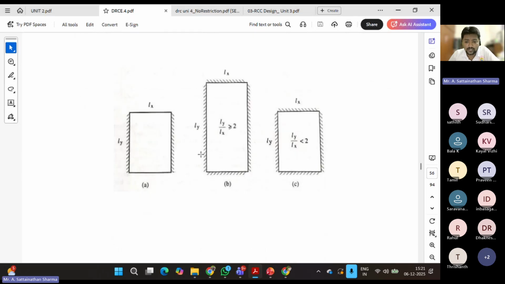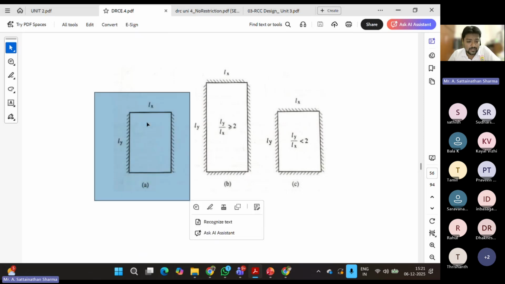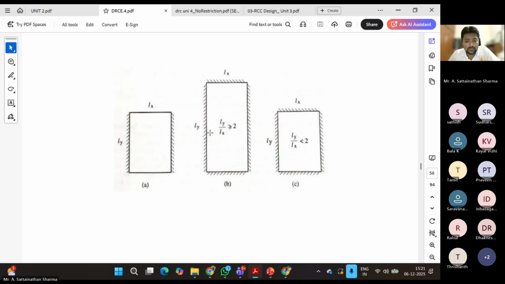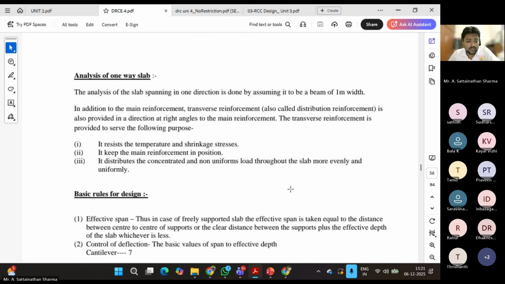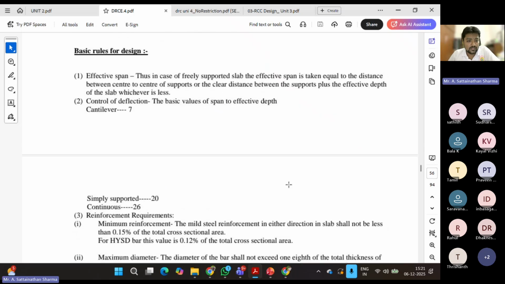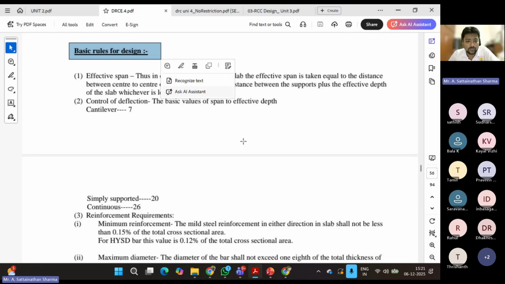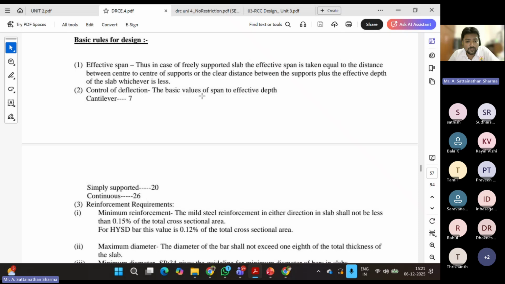Here you can see the direction, what is given. From this diagram, you can easily understand which is higher: the longer span is Ly and the shorter span is Lx. So based on the ratio Ly by Lx, we can calculate whether the slab is one way or two way. And this is what I said, the basic rule for design. Here you can see the basic rule for design is the effective span. So for control of deflection, what you have to do is span by depth ratio. Here the depth is the effective depth.